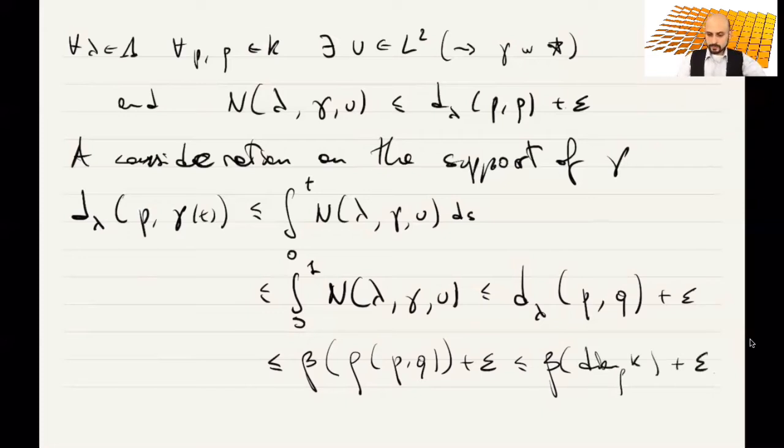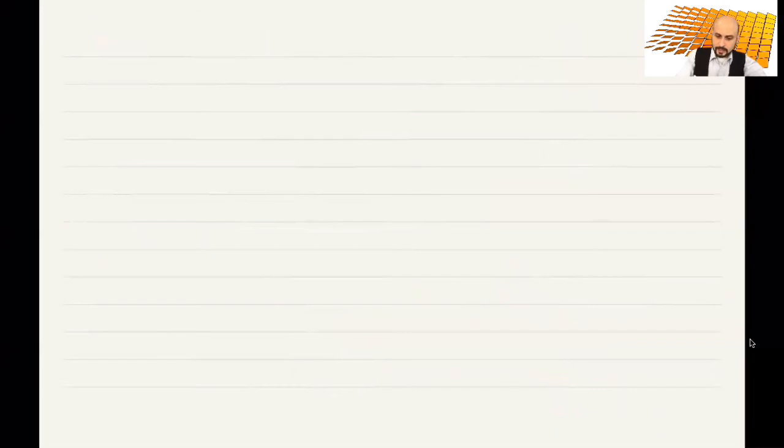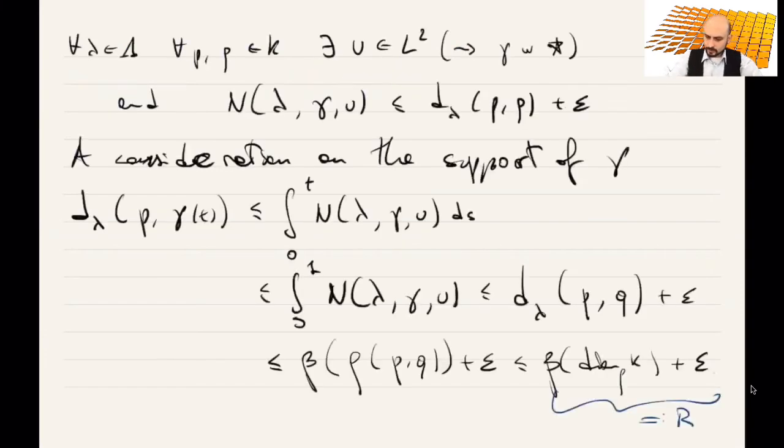So now what we've checked is that all these distances are uniformly bounded, independent of lambda. And therefore, what we have is that gamma t is in the ball with respect to the distance d lambda, centered at p, of radius r, where r is the radius which we define here.